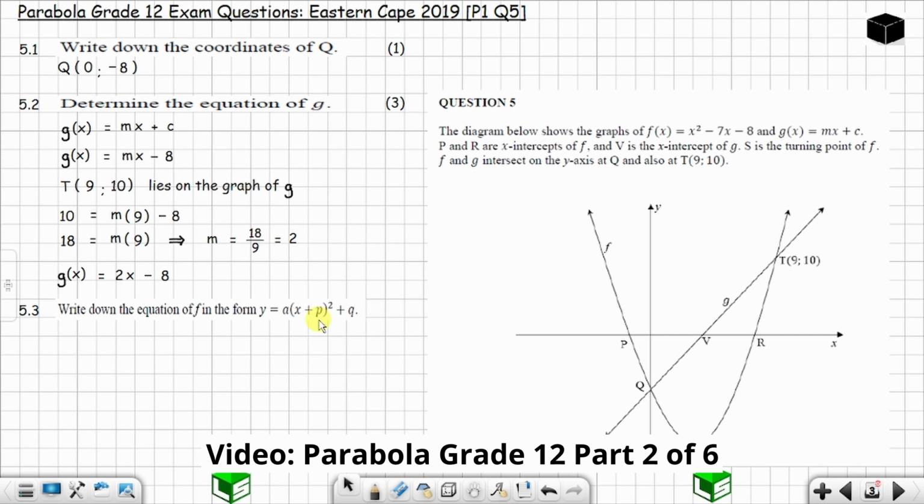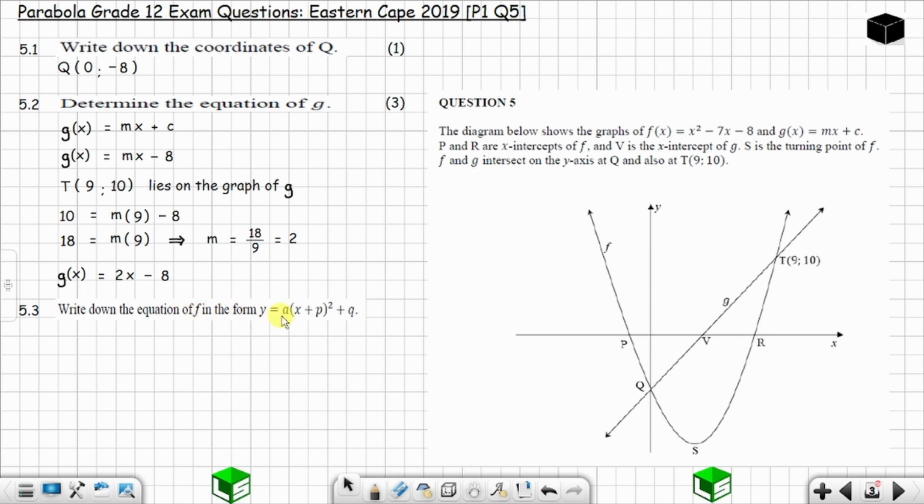The equation of the parabola is given in standard form. You can see f of x is equal to x squared minus 7x minus 8. Now 5.3 is requesting you to write it in this form. So you move from the standard form to this form. To do that, you have to complete the square. You can complete the square or use another method. In this video, I'm going to use the method of completing the square.